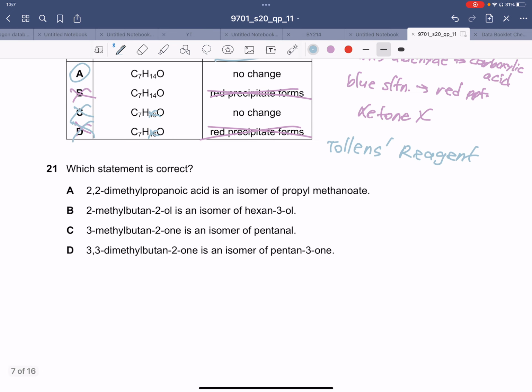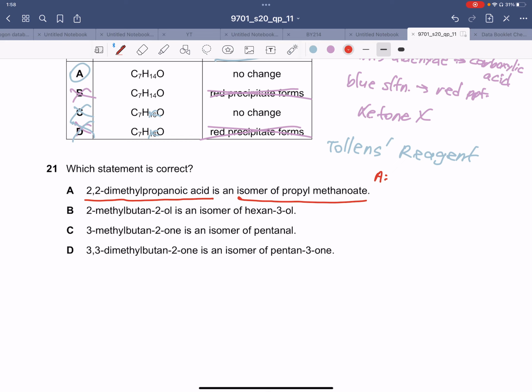And then the last question for this video will be question 21. Okay, this is one of those ones that you probably want to skip. I believe this is an elimination question. Okay, so 2,2-dimethylpropanoic acid is an isomer of propylmethanoate. Okay, well, I'm just going to kind of put option A for here now.